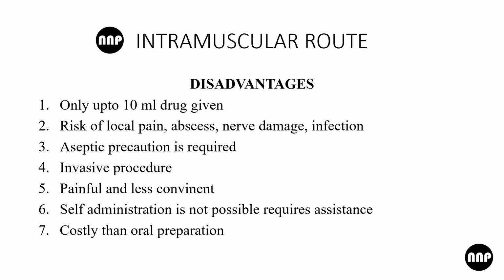The intramuscular route. What are the disadvantages? Only up to 10 ml of drug can be given. There is a risk of local pain, abscess, nerve damage, and infection. You would have experienced local pain when you have taken a tetanus injection in your arm. Then aseptic precaution is needed. It is an invasive procedure and hence it is painful and less convenient. Self-administration is not possible and it requires assistance. It is costlier than the oral preparation.